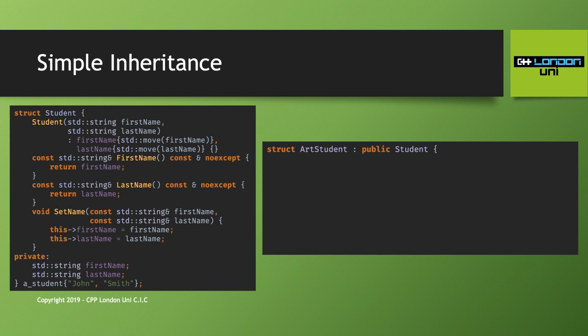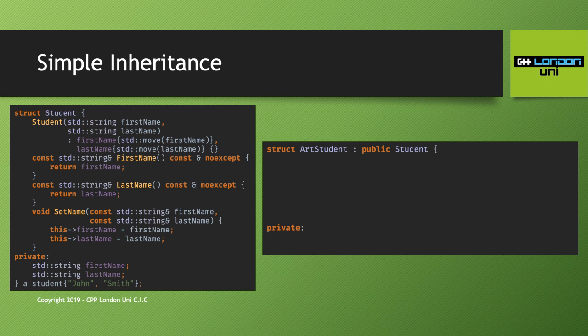Now, because it's a struct, does anyone know what I'm about to say about this keyword, this public keyword? It's not precisely necessary, it's redundant. It doesn't do any harm, but it serves no purpose. Now, if I use class art student, I would need it then. But in this case, it's just redundant.